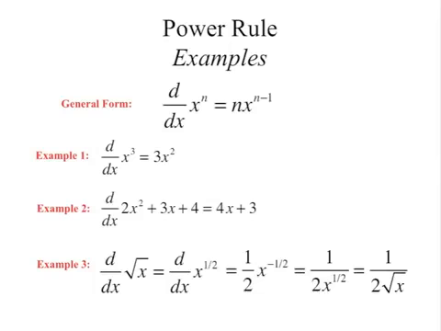In example 3 here, you can see if you were asked to differentiate root x, you can rewrite it as x to the 1/2. So bring that exponent down so you have 1/2, and then x raised to the 1/2 minus 1 is negative 1/2. So then you can rewrite that as 1 over 2 times x to the 1/2, because a negative exponent can be brought down to the denominator. And then you rewrite that as 1/2 or 1 over 2 root x.